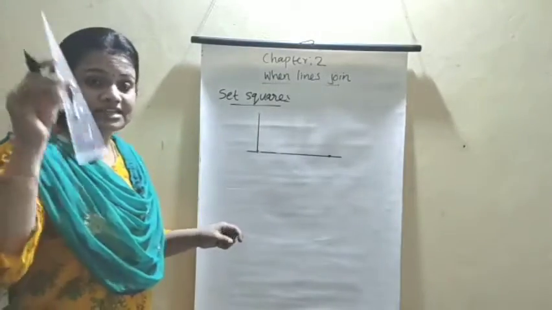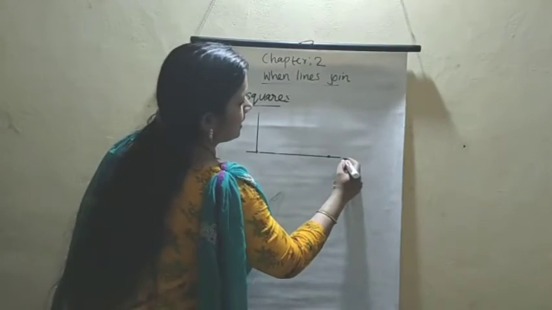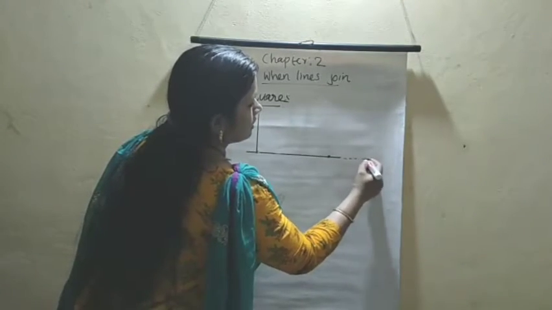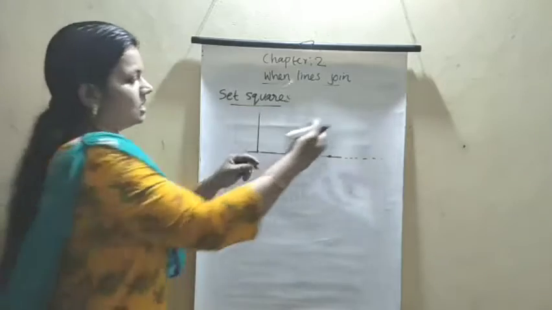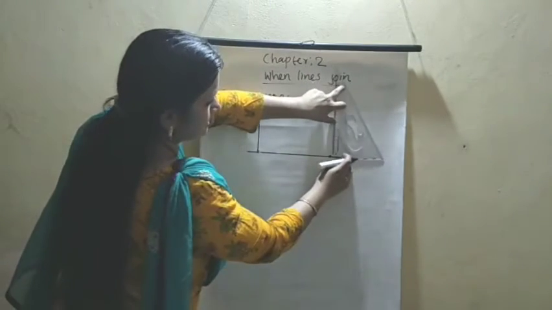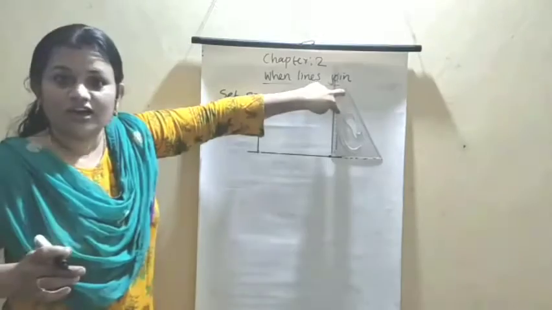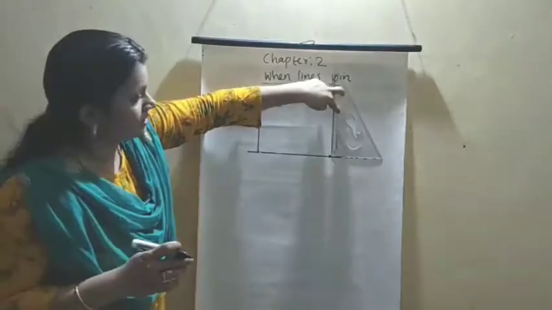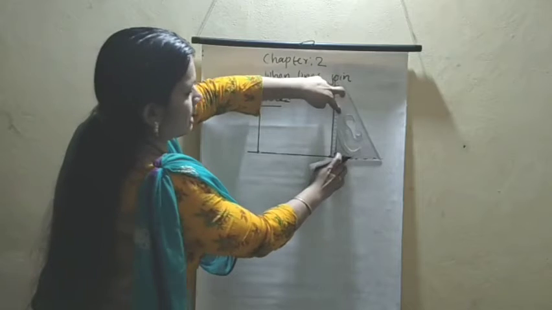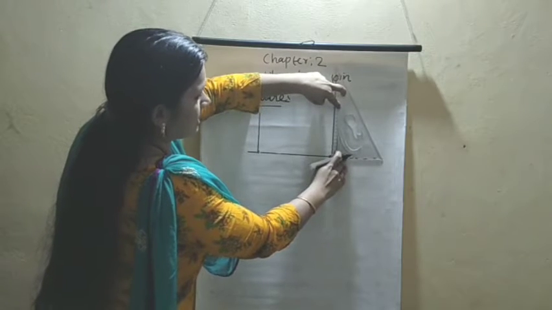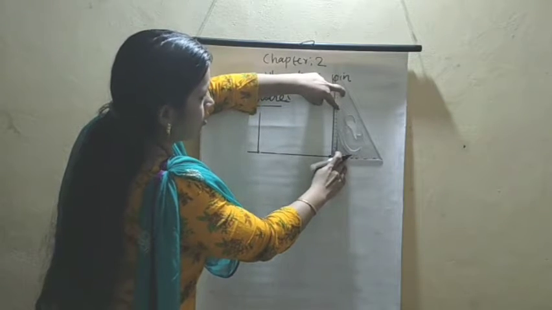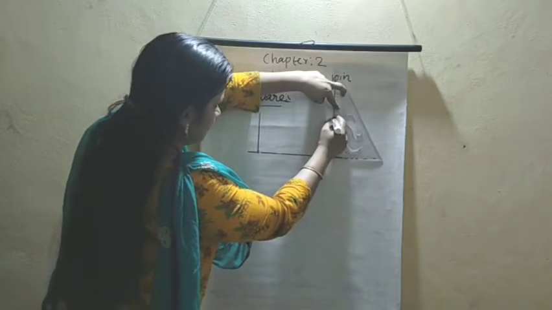How to put the set square? Some dotted lines are given here. So, put it like this. Understood how to put the right side of the set square? Now, put the right side of the set square like this. So, we are marking how many centimeter? Also 10 centimeter.